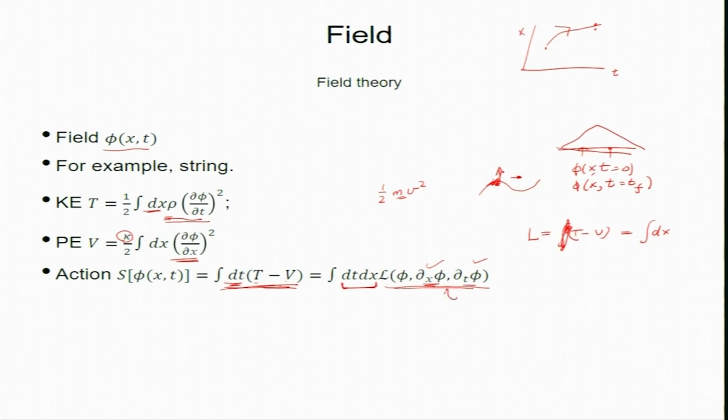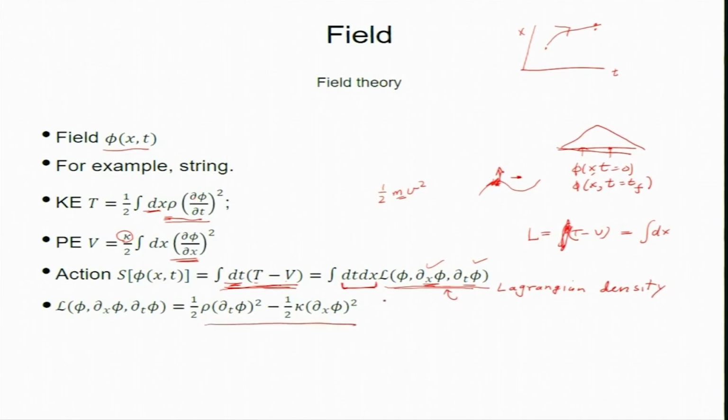This is called the Lagrangian density. If I integrate the Lagrangian density with dx, I get the total Lagrangian, and if I integrate that with time, I get the action. So for a system like a string, this is the Lagrangian density, not the total Lagrangian. It is a function of phi and its derivatives, and it could be a function of x and t as well, but normally we have a function of phi and these derivatives.